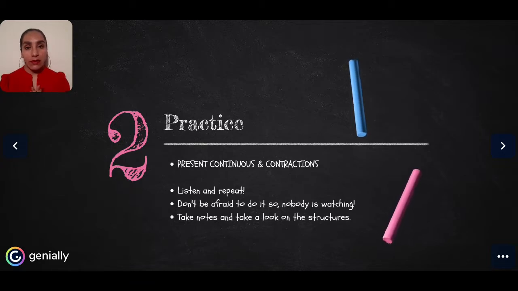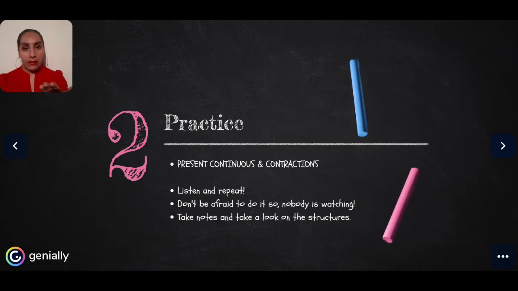First of all, we're gonna watch the video. Then you're gonna pay attention to the structures. And finally, you're gonna listen and repeat if you want during the video, or you can pause and then repeat the video again, okay?